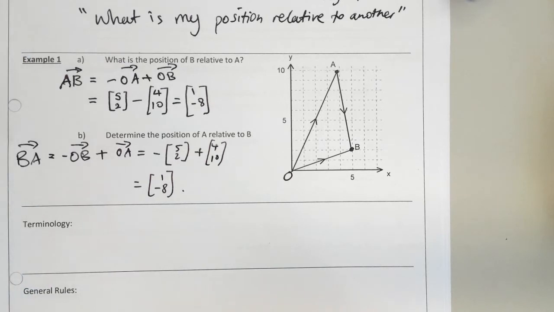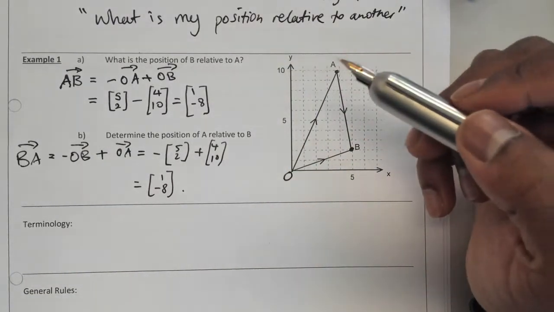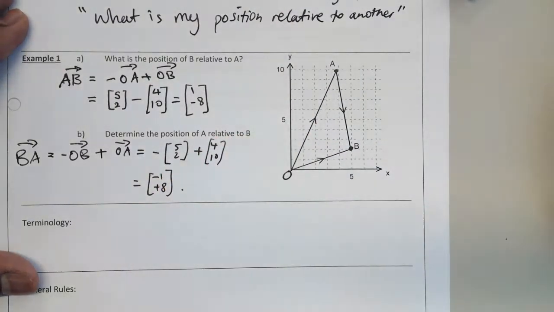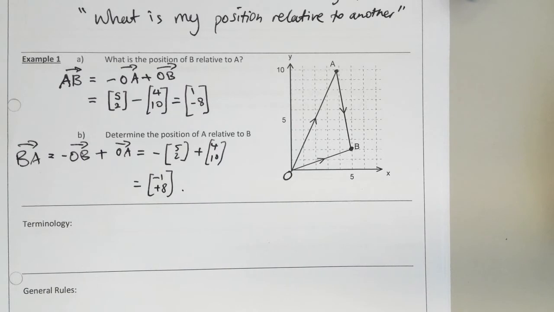Do you see the relationship? From going from A to B and B to A, it's quite obvious once you see the numbers. Thank you for picking that up. Yes. So the relationship is that the signs are just swapped.